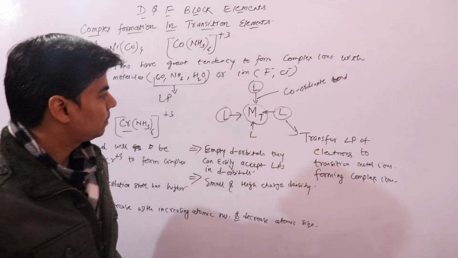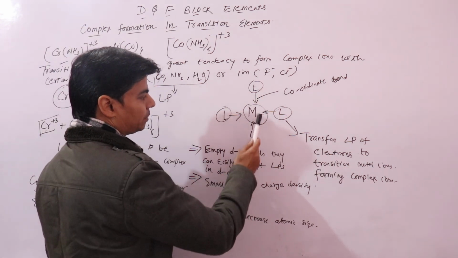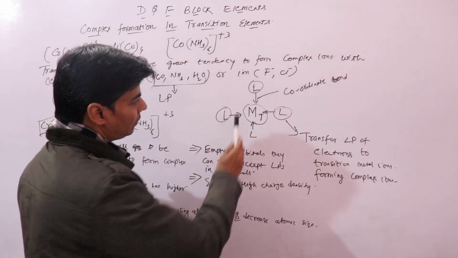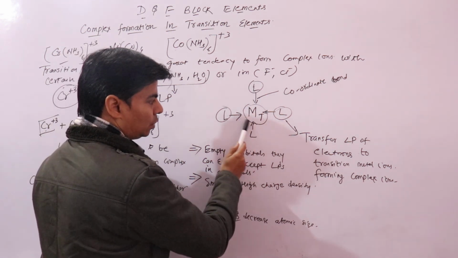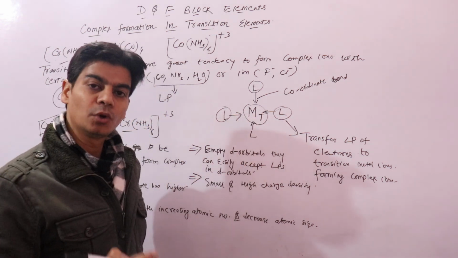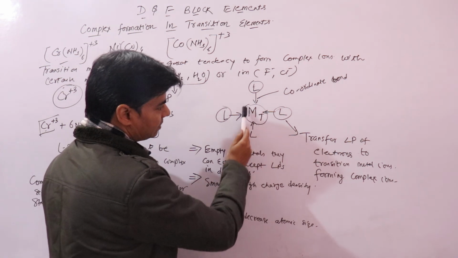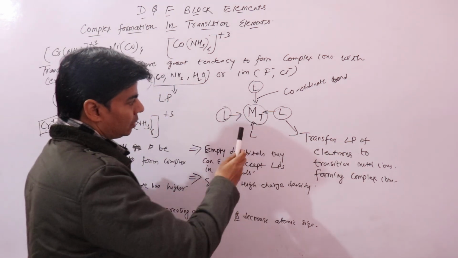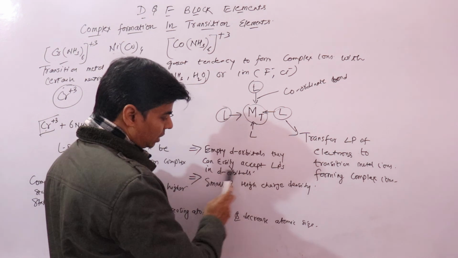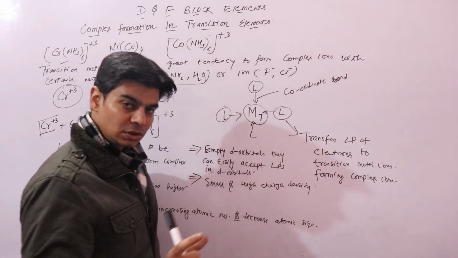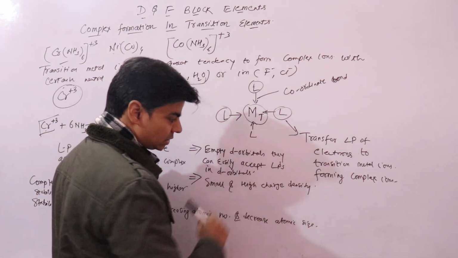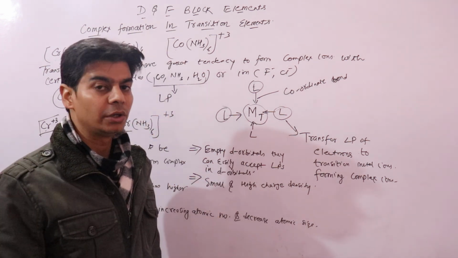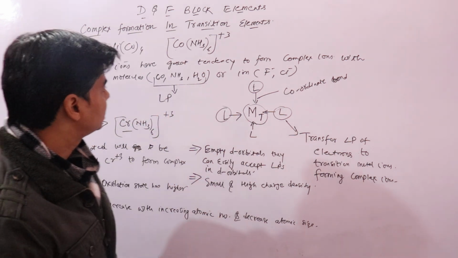So you need to remember that these ligands approaching the transition metal ion to form a complex will donate an electron pair to these metal ions to form coordinate bonds. And why do these metal ions easily form complex ions? Because they have empty d orbitals, and due to their small size and high charge density, they can easily accept the lone pair of electrons to form coordinate bonds with them. I hope this is clear.